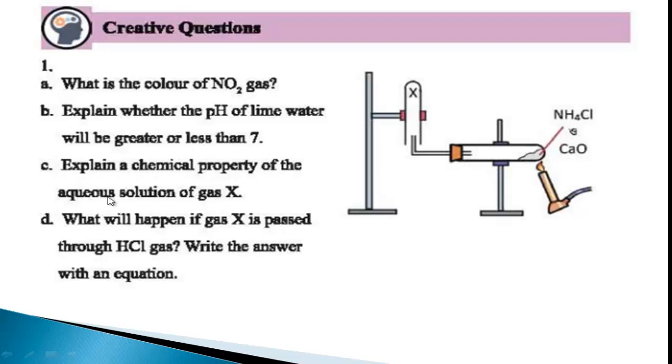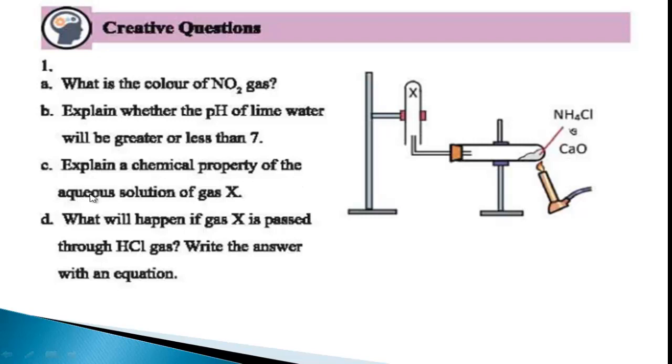Explain a chemical property of the aqueous solution of X gas. Follow here, this is ammonium chloride and calcium oxide. So when they react, they will produce ammonia gas, calcium chloride and water. You have known about these reactions. When an ammonium salt reacts with a base, ammonia gas, calcium chloride and water are produced. So here calcium chloride and water are in solution, and ammonia is a gaseous substance. This ammonia gas is passed through this apparatus and deposited here. So this X is actually ammonia gas.